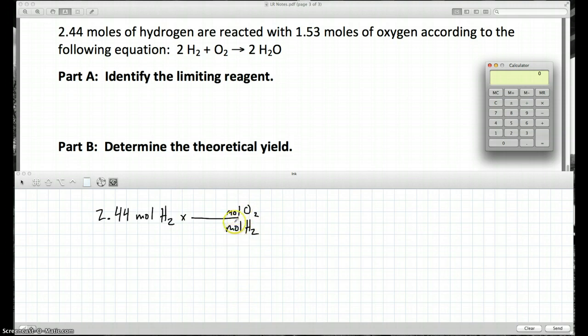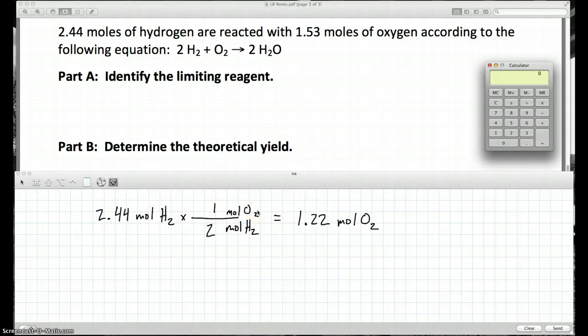Mole over mole, I get my numbers from my balanced equation. There's a 2 in front of H2 here, so there's going to be a 2 here. There's a 1 in front of O2 there, so I put a 1. And I do that math. 2.44 divided by 2 is 1.22. Moles H2 cancels, so we're left with moles O2. Now, we did stoichiometry, we got a number, but we're not done yet.